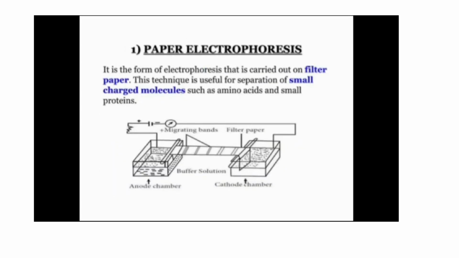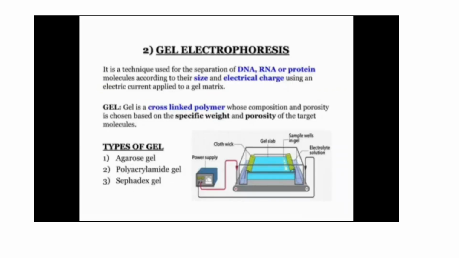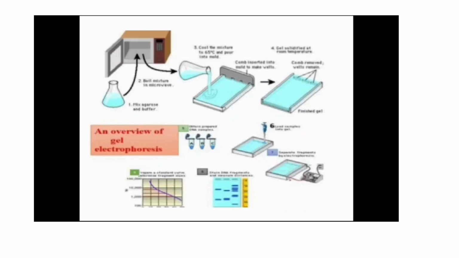First of all, paper electrophoresis. Here, it is carried out on filter paper, and this technique is useful for the separation of small charged molecules. Next to paper electrophoresis, gel electrophoresis. It is used for the separation of DNA, RNA, and protein molecules. Different types of gels are used. They are agarose gel, polyacrylamide gel, and Sephadex gel.